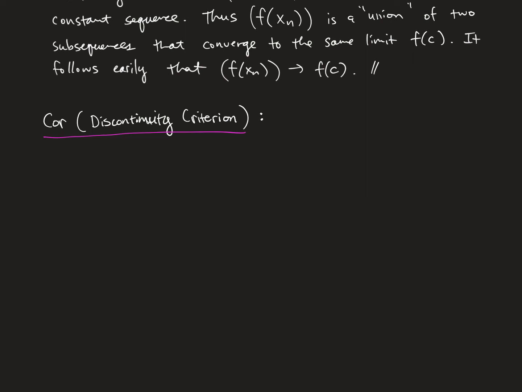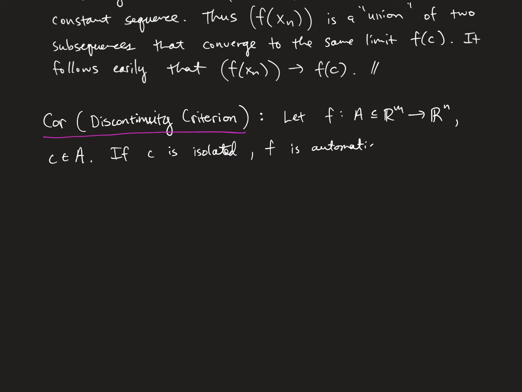Okay, so first of all, let f be a function defined on a domain, and C be a point of the domain. If C is isolated, f is always continuous at C. f is automatically continuous at C.